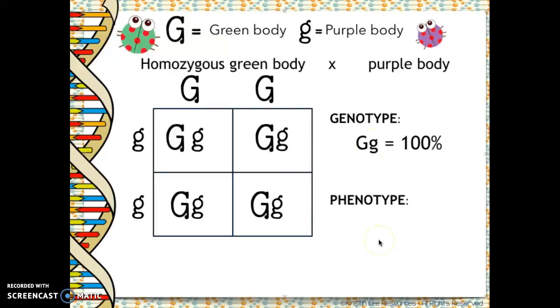Then finally, the phenotype. Well, if I look at this, again, they're all the same. In capital G, lowercase g, the capital letter always wins. So that's going to represent green body. So in the phenotype, I'm just simply going to put green body. And that's going to be a 100% chance again. So again, because I don't have any purple, I don't need to include it. But that's going to be the phenotype.